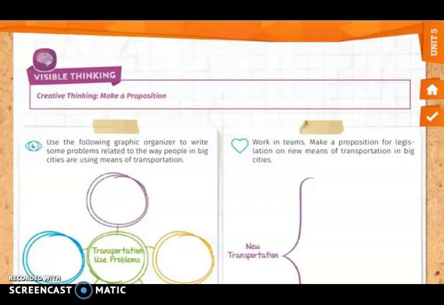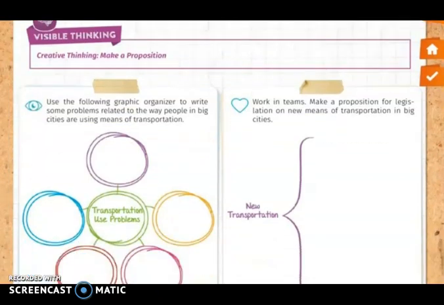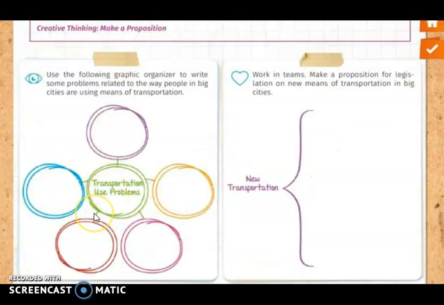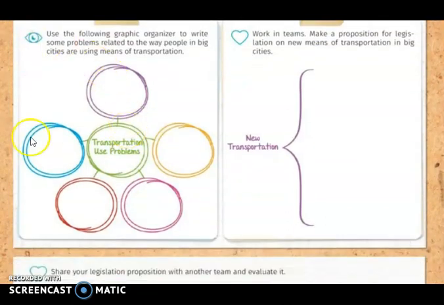On page 234, we have the visible thinking, creative thinking, make a proposition. You are going to use the following graphic organizer to write some problems related to the way people in big cities are using means of transportation. Okay, you have 5 spaces where you can fill in the graphic organizer. Then you are going to work individually and make a proposition for legislation on new means of transportation in big cities, okay, according to the information that you put in the graphic organizer.